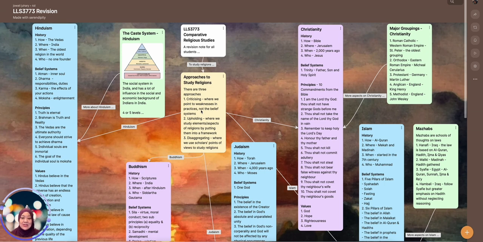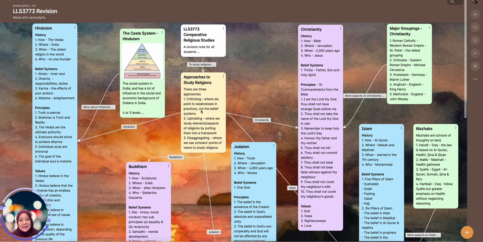So upholding is where we study elements or components or aspects of religions by putting them into a framework. So for our framework, we are looking at the history, we are looking at the belief system, we are also looking at the principles, and last but not least, we are looking at the values.